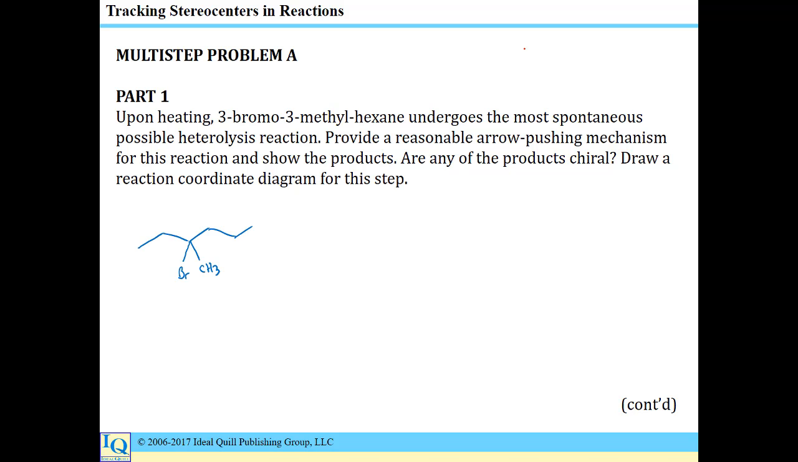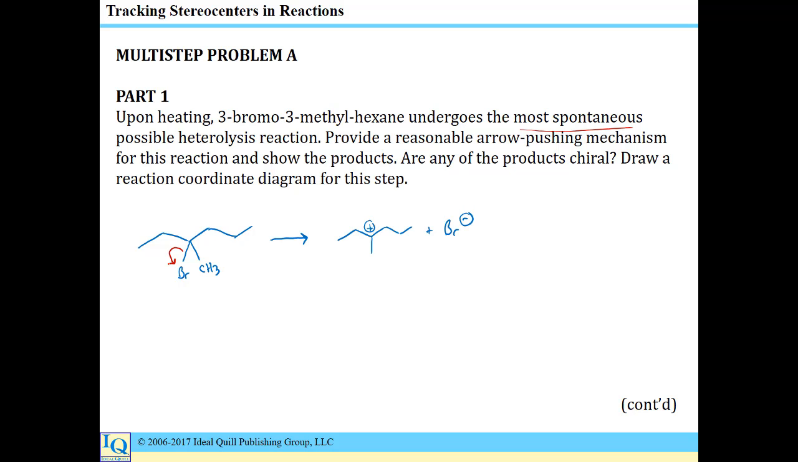So we first need to draw 3-bromo-3-methylhexane, and then we have to provide the most spontaneous heterolysis. The most spontaneous or most thermodynamically favorable heterolysis should be the one that leads to the formation of the most stable anion and cation pair. That would be the reaction in which a bromide is removed heterolytically from the rest of the molecule.